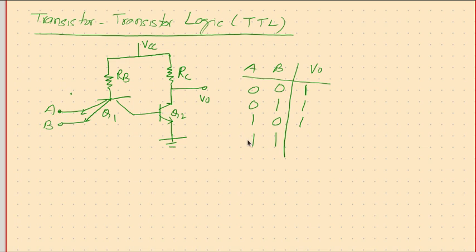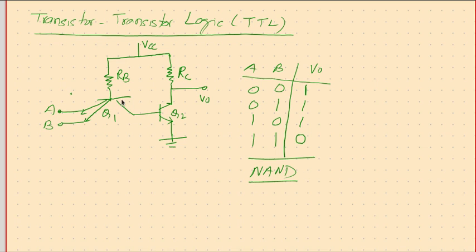When both inputs are 1 1, then this junction is reverse biased, this junction is also reverse biased, therefore this transistor is in cutoff, so a small current will be flowing, and that is sufficient to make the transistor Q2 go into saturation, and hence the output goes low. 1110. Does it ring a bell? Yes, definitely. This is what a NAND operation is.